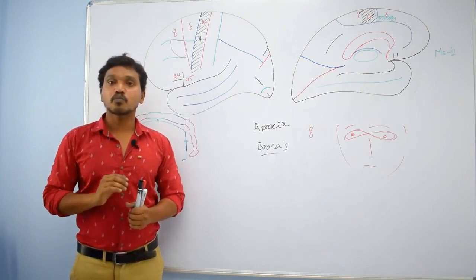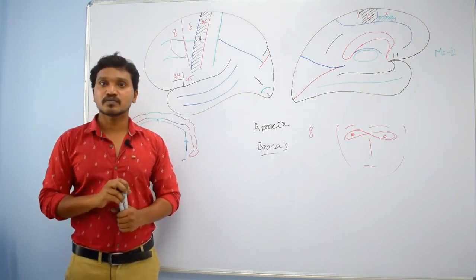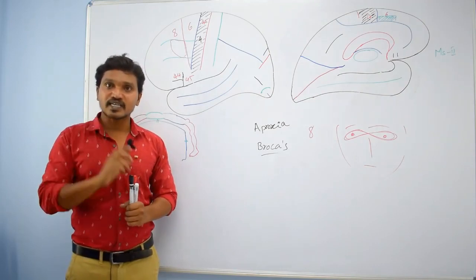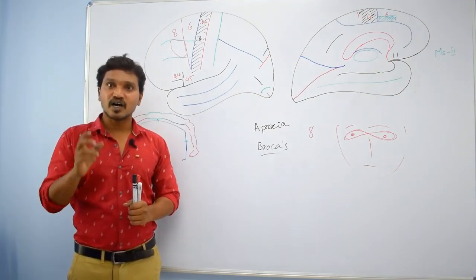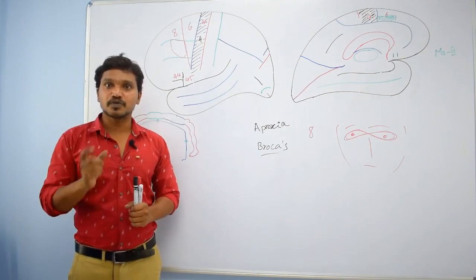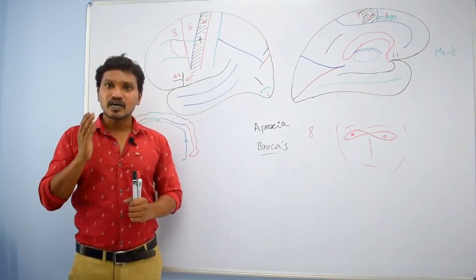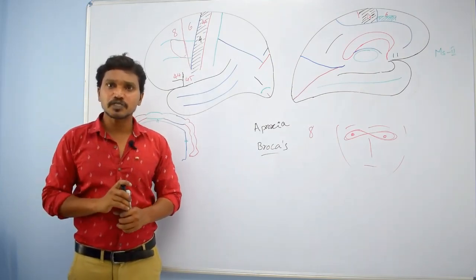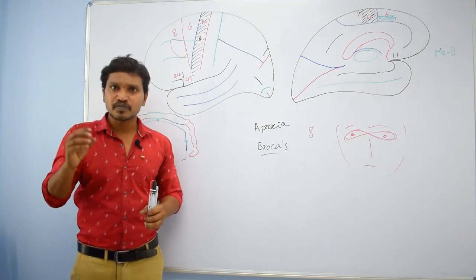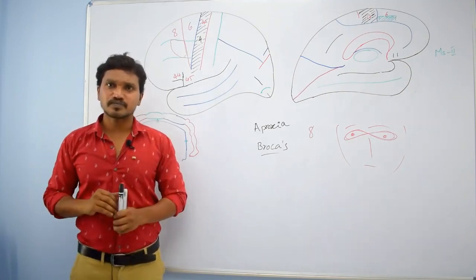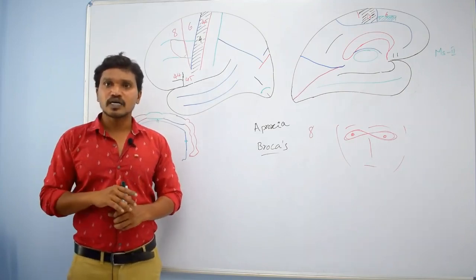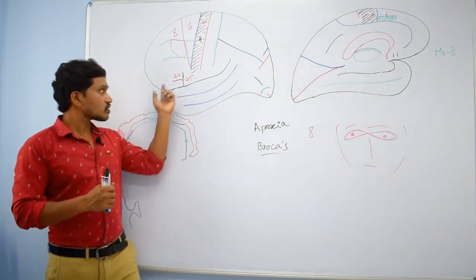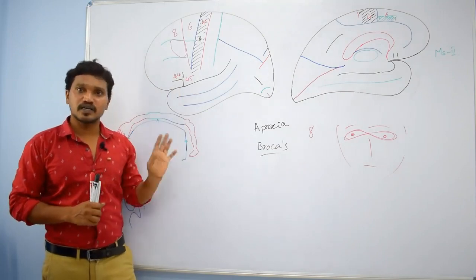There will be motor aphasia or expressive aphasia. It is characterized by hesitant and distorted speech. That means what? Simply we can say effortful speech. Effortful speech means if you want to talk, he puts so much effort. That speech, what we call expressive speech. Right? So that's it about Broca's area.